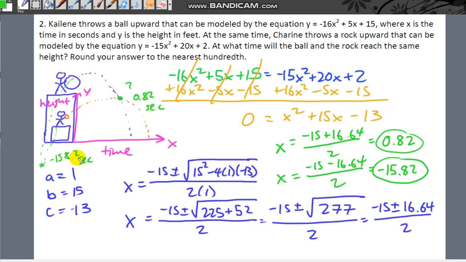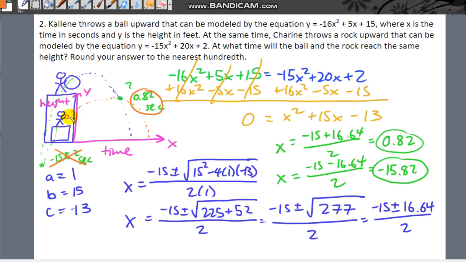So you might be wondering, which answer might this be? Can we travel in time? Can we have negative seconds? Or is this going to be represented by a positive value? If you think about it, we can't have negative seconds. So since we can't have negative seconds, it has to be this one, which makes sense.